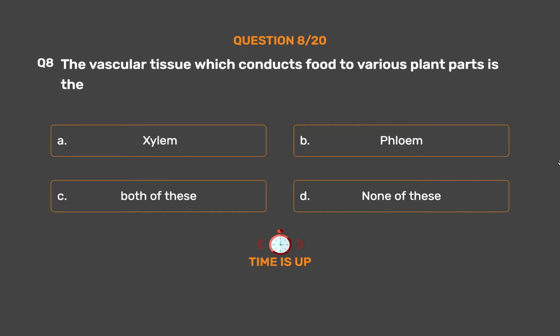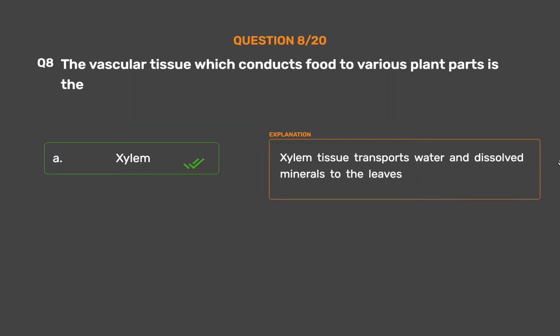The correct answer is option A. Xylem. Xylem tissue transports water and dissolved minerals to the leaves.